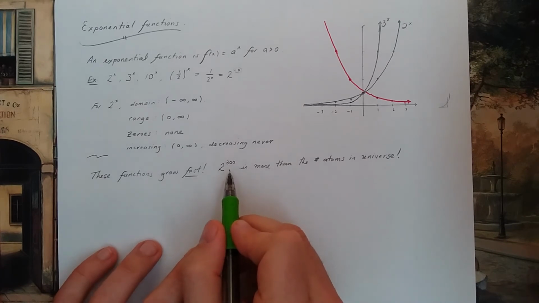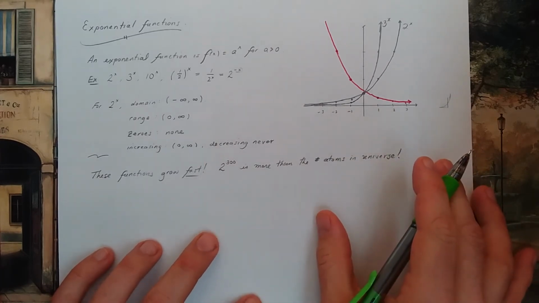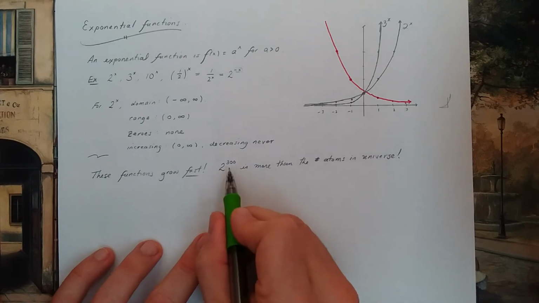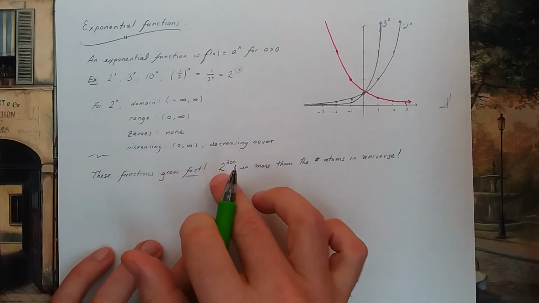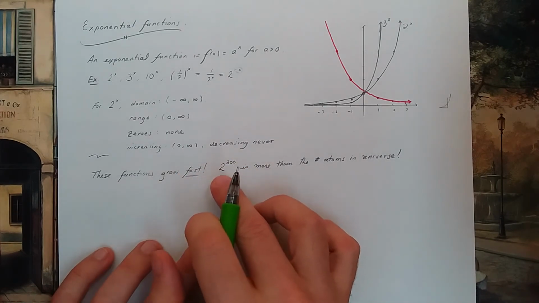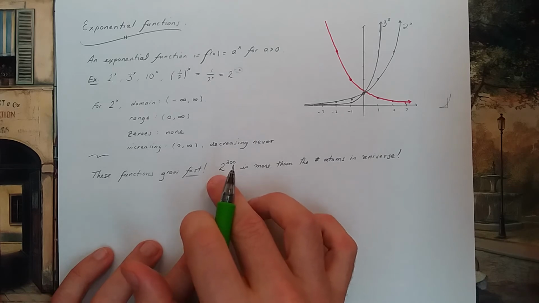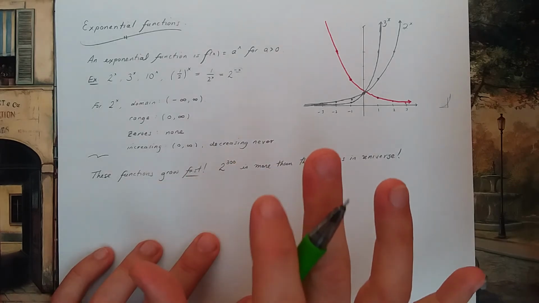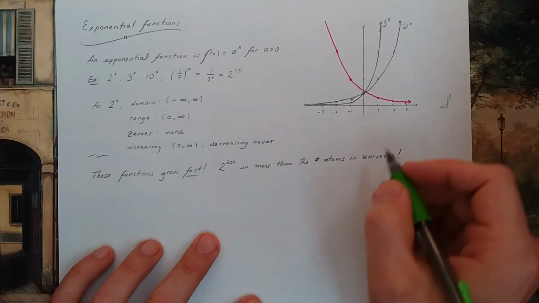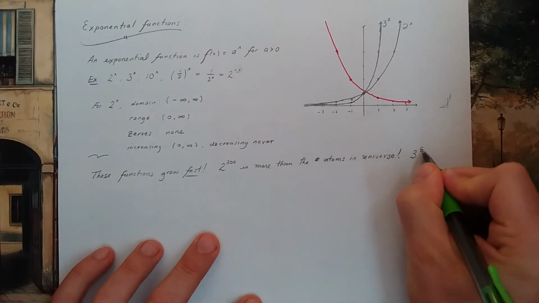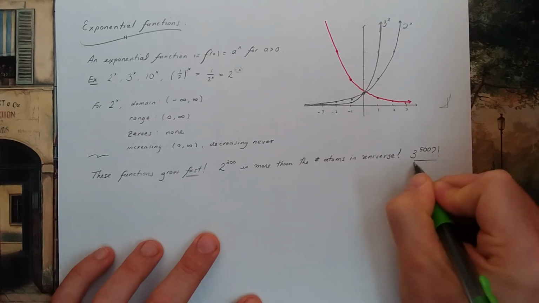What about 2 to the 400 or 2 to the 405? This is so absolutely insanely large. The human brain really has difficulty wrapping its mind around it. So what about 3 to the 500 power? It's insane.